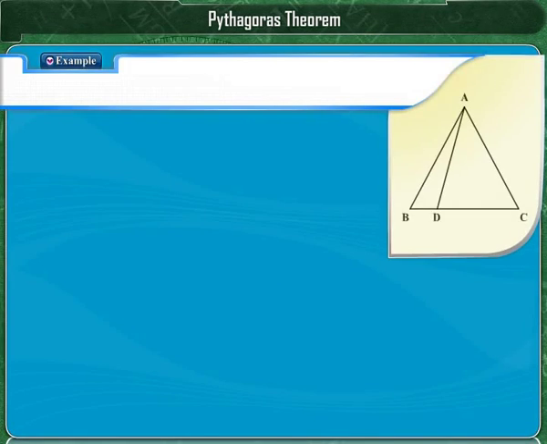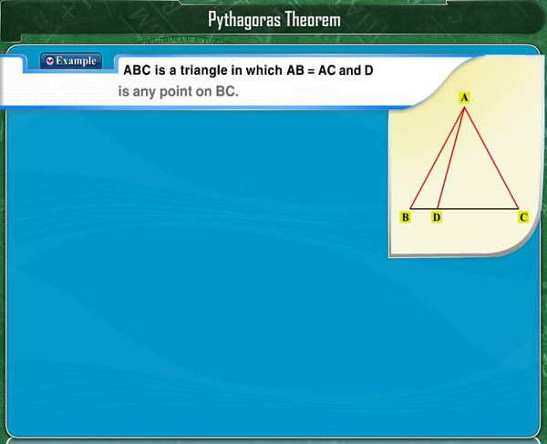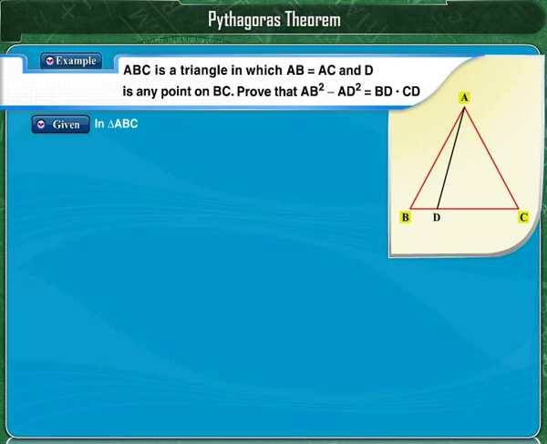We will solve one more problem. ABC is a triangle in which AB is equal to AC and D is any point on BC. Prove that AB squared minus AD squared is equal to BD into CD. In triangle ABC, it is given that AB is equal to AC, that is, triangle ABC is an isosceles triangle. D is any point on BC. We have to prove that AB squared minus AD squared is equal to BD into CD.